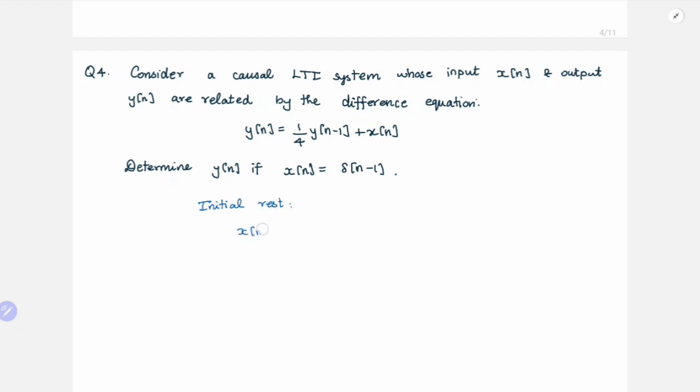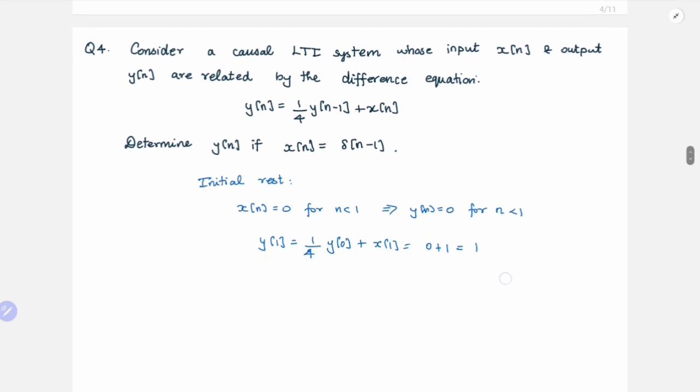So my x of n is equal to 0 for n less than 1 because I have it only starting from delta of n minus 1. So this implies that my y of n is also equal to 0 for n less than 1. Now I have to find y of 1. So y of 1 is nothing but 1 by 4 into 0, which is y of 0 is 0, plus x of 1. X of 1 is going to be equal to 1, right? So this is going to be equal to 0 plus 1 equal to 1.